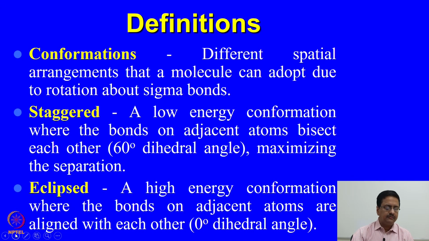What we have learned by now is that conformations are different spatial arrangements that a molecule can adopt due to rotation about a sigma bond. A staggered conformation is a low energy conformation where the bonds on the adjacent atoms bisect each other, that is the dihedral angle is 60 degrees, and it maximizes the separation between the atoms on the adjacent atoms. And an eclipsed conformation is a high energy conformation where the bonds on the adjacent atoms are aligned with each other.